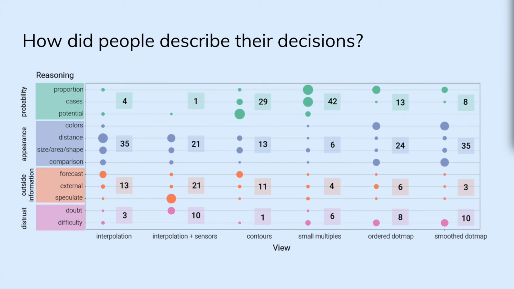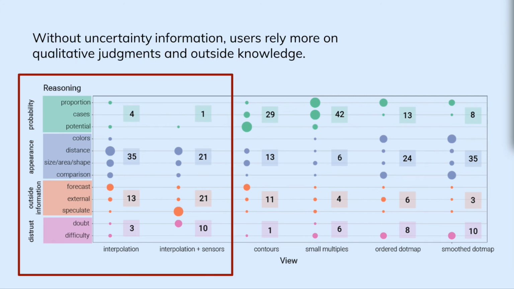So here are the results showing how often different types of reasoning were used for each of the different map types. And again, you can look at more detail in the paper, but I'll quickly go over a few conclusions that I see in this plot. So first, when people had no uncertainty information to look at, they often looked at things like the shape and the size of the blobs, the distance to a certain color, so visual aspects, and they mentioned how the air quality might change over time, hypothetically.